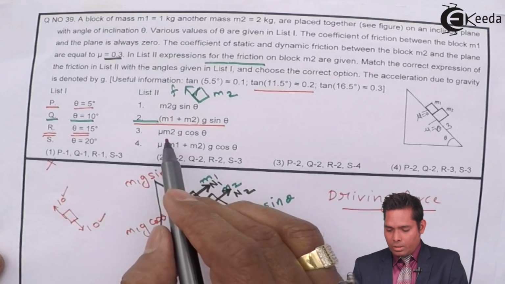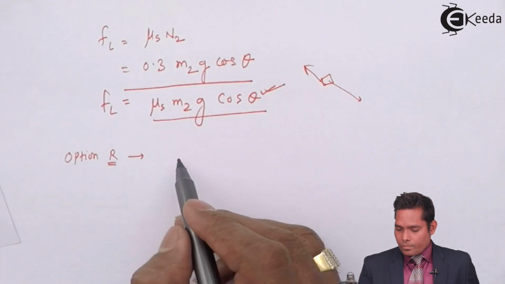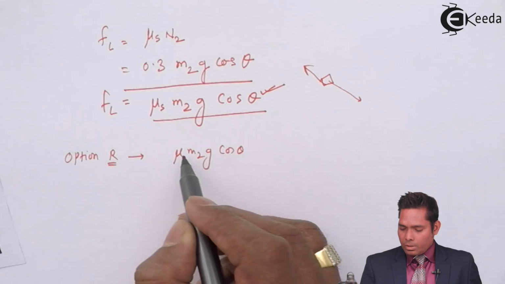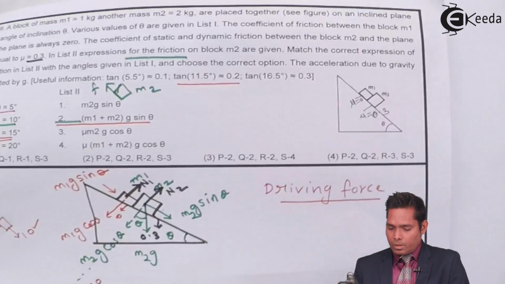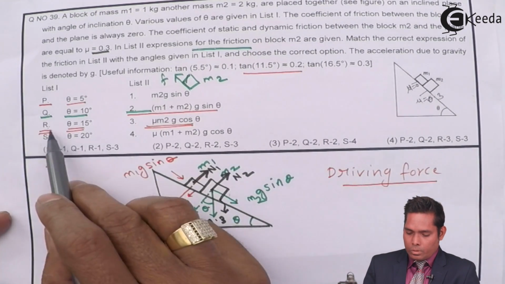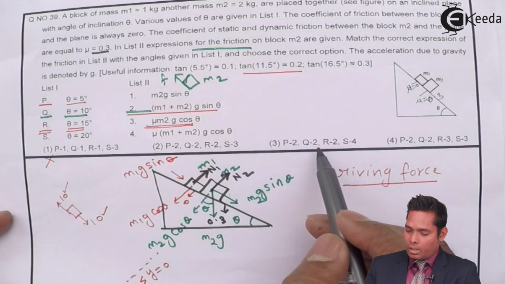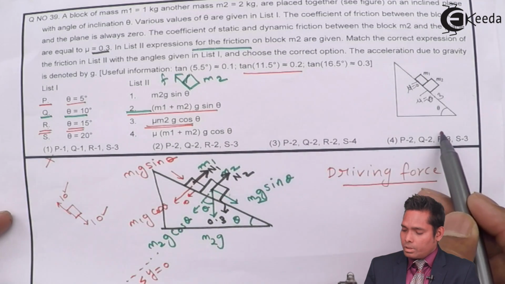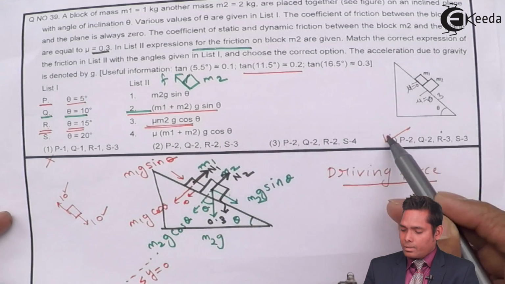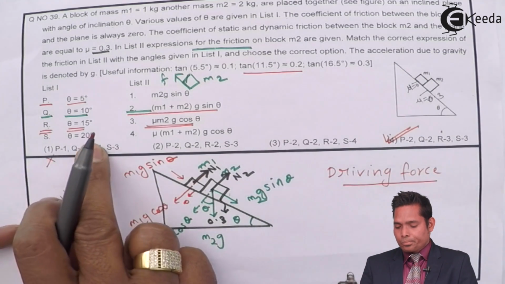friction is mu m2 g cos theta, so 3 is correct. So 3 is this one, R is 3, R is 3 is there here, so this is correct. Then no one is having R3, so therefore this should be the correct answer without solving for S3. But let us solve for S3 as well.